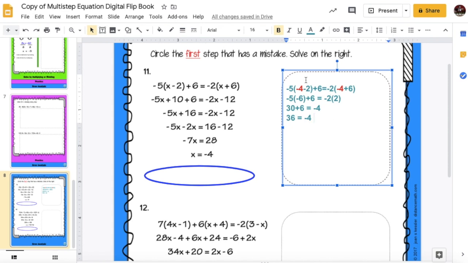So this is a nice way for you to check your work on your problems. Plug it in, see if you end up with a true statement. If you do, everything's good. If not, you have an error that you need to spot.